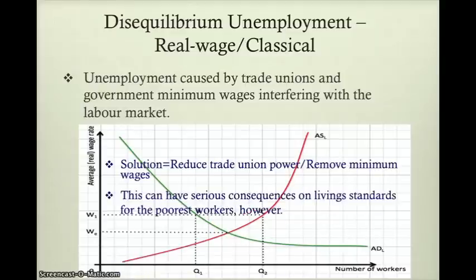This, of course, will have some pretty serious consequences on living standards, especially for the low-income workers, which are already the workers or the people in the economy who are worst off. So this is something you should keep in mind if you're evaluating, for example, income equality or income distribution in society in an exam situation.